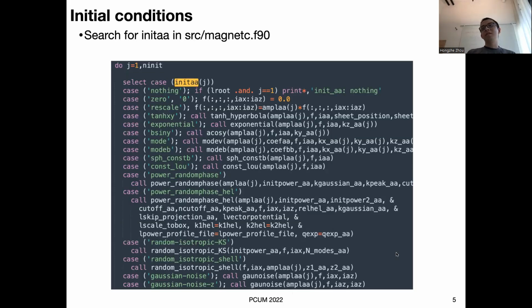Initial conditions: there is a very long list in magnetic. Sorry, there's a typo here. In magnetic.f90, and please check that. There's a variety of possibilities.